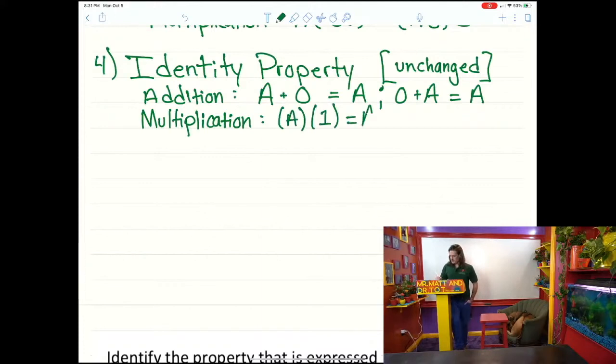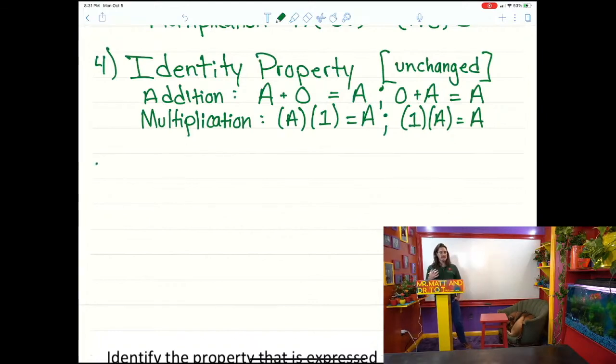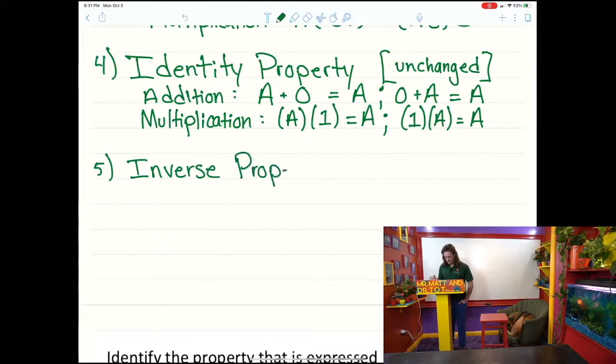Fifth property is the inverse property. And this is almost the converse of the identity property. So this is what value would we have to add in order to make the value 0. So for example, the inverse property of addition says that A plus negative A must always equal 0.